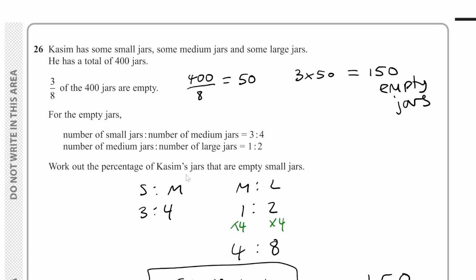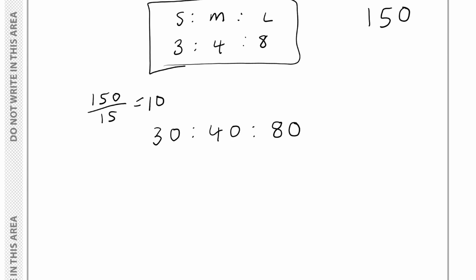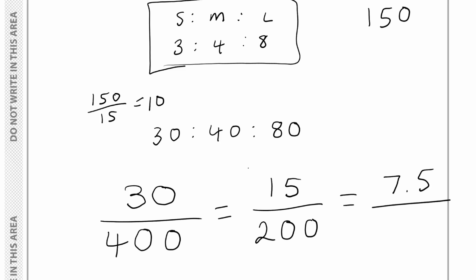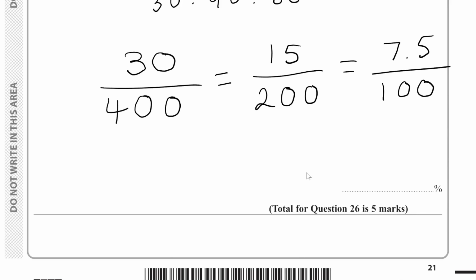What percentage of Kasim's jars are empty small jars? So it's 30 out of 400. He's got 30 small empty jars out of 400 in total. A percentage has to be out of 100. So let's half them and make it out of 200. Half them again to make it out of 100. So 7.5 over 100, 7.5%.